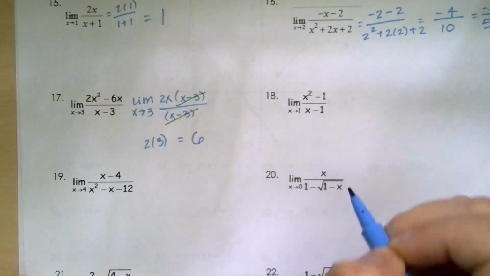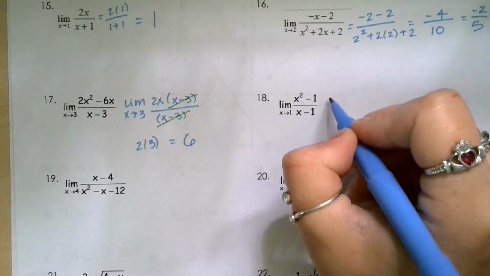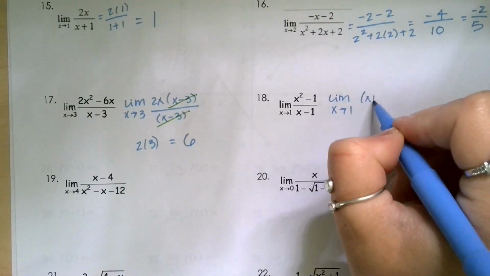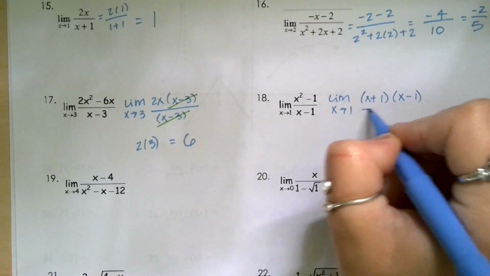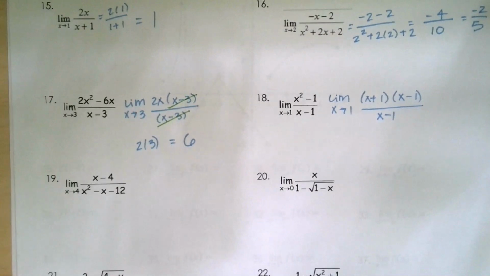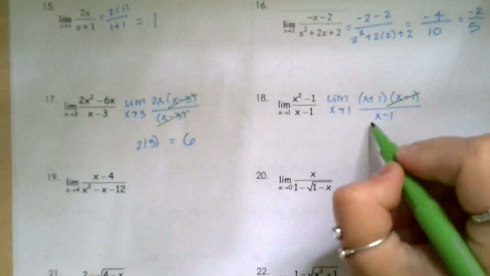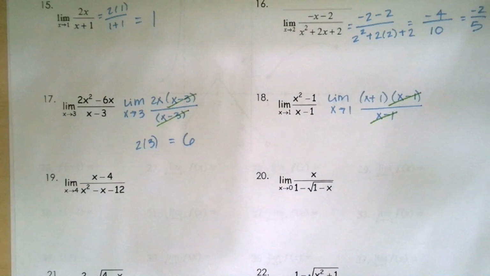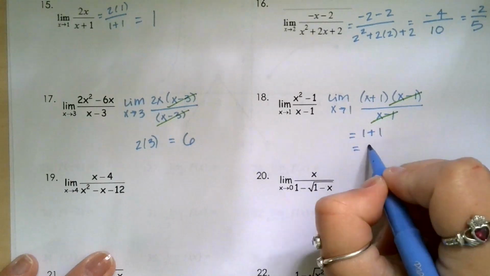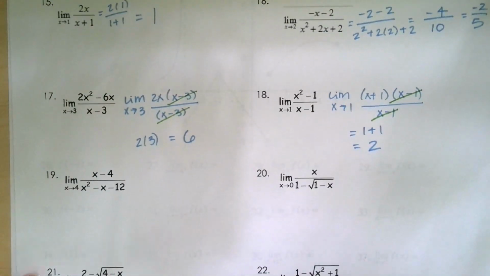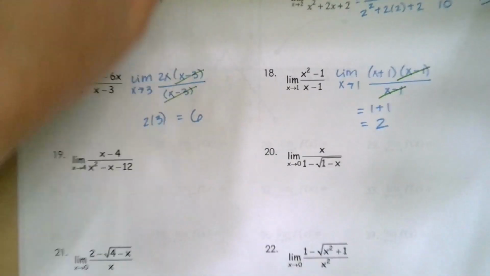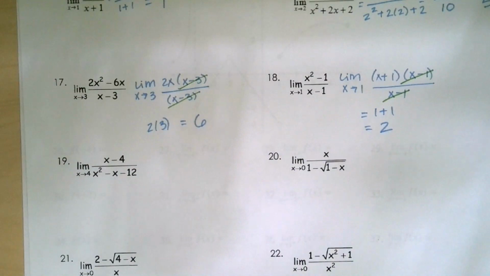Okay. Number 18, again, we're going to factor, so we have the limit as x approaches 1. Top is going to factor as x plus 1, x minus 1, okay, divided by x minus 1. Again, you can go ahead and cross off these x minus 1s. So now, when we substitute in, we just have 1 plus 1, which equals 2. Okay. The whole point of factoring is to kind of just clean up this whole situation and make these functions a lot more manageable and a lot easier to work with.